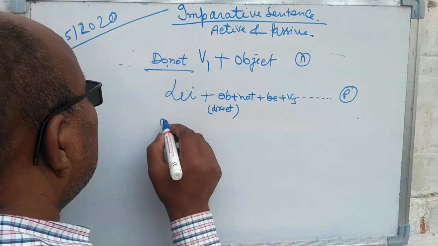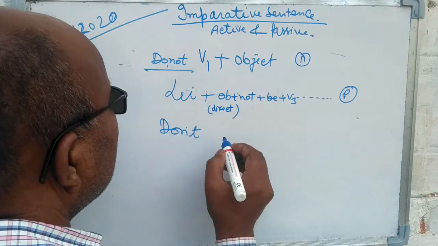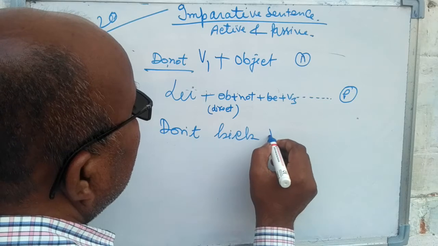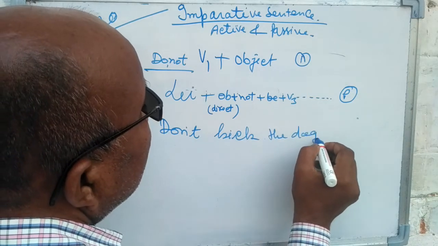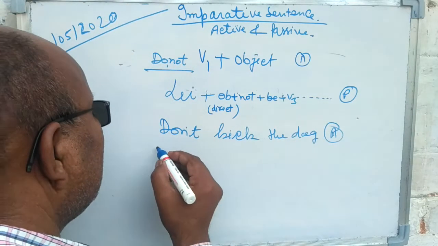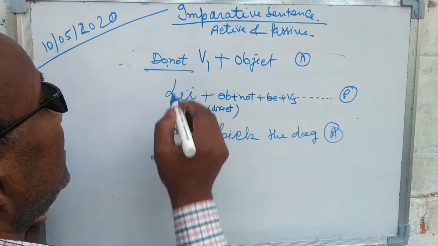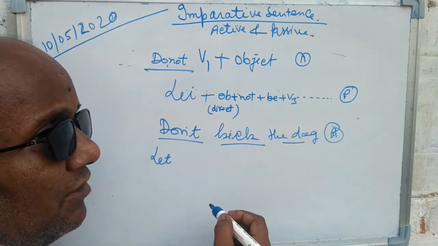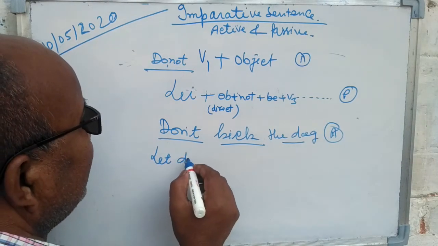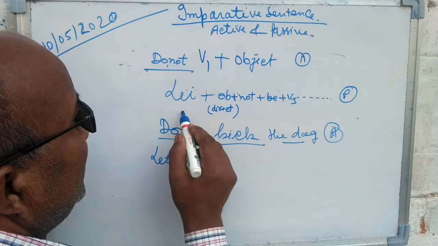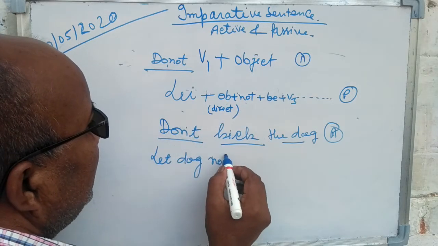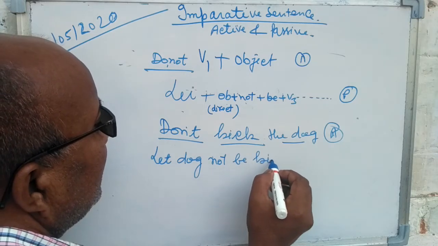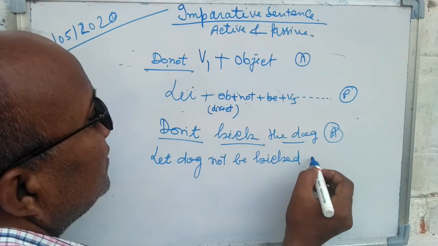Let's start. Don't kick the dog. This sentence is in active voice. So here the subject is do not, even is kick, and the object is the dog. So let the dog, let object plus not be kicked.